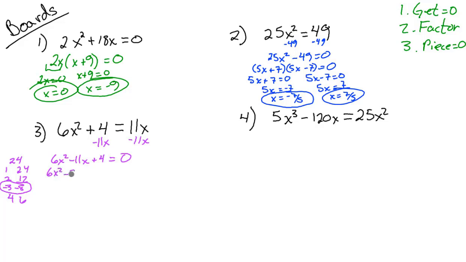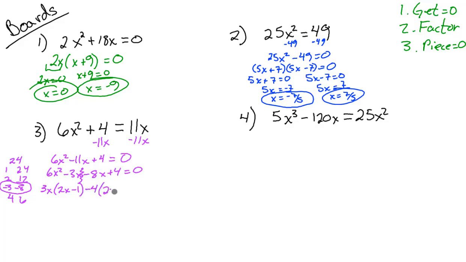6x squared minus 3x minus 8x plus 4 equals 0. We now have 1, 2, 3, 4 terms. Chainsaw, cut that guy in half. What can we pull out of the first half? A 3x. And we get 2x minus 1. And out of this next half, 8 and a 4, we can pull out that negative sign and the 4.